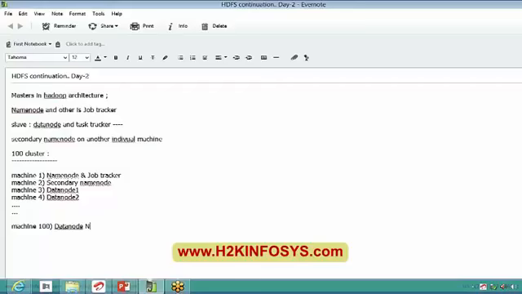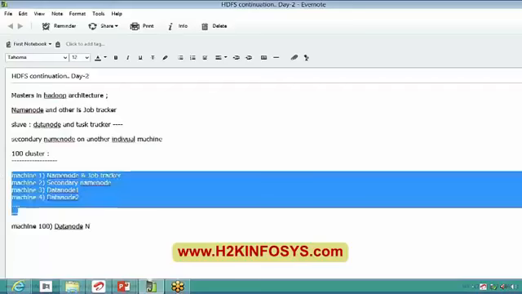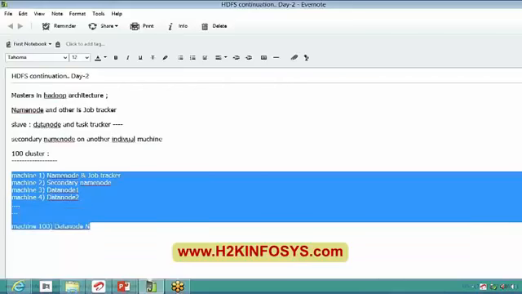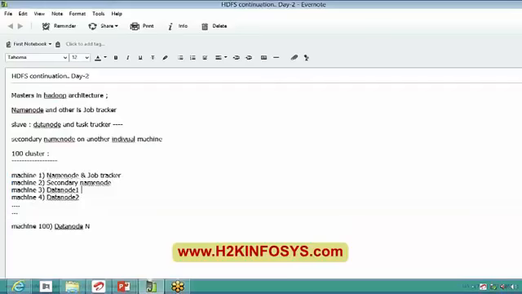So is it fine, guys? You all understood how the typical architecture would be? The machine 1 will contain the name node and job tracker, and machine 2 will contain the secondary name node, and machine 3 to machine 100 will have all the data nodes. Along with the data nodes, I will have task trackers corresponding to that data node.